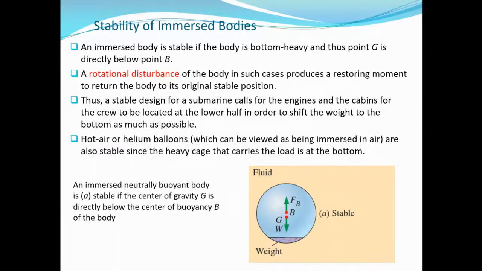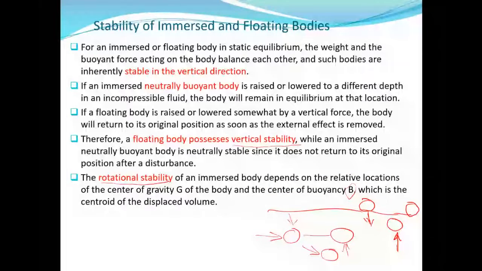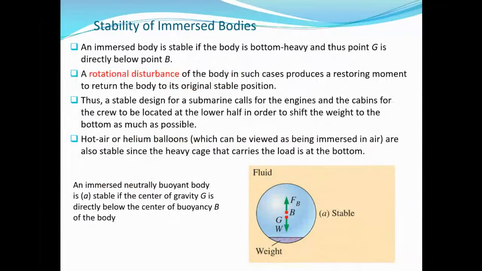The center of buoyancy, as we mentioned, is the centroid of the displaced volume. This spherical ball will displace liquid equal to its own volume, and the center of buoyancy is the center of this displaced volume. So the center of buoyancy here will be just the center of the sphere. But because of this weight that we have, the center of gravity will be lower than the center of the sphere. So that's why we have G below B, and this is a stable state.